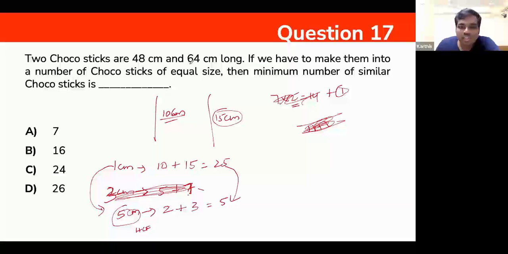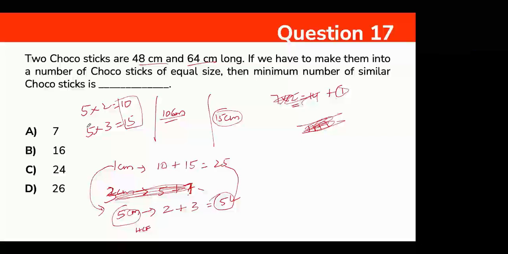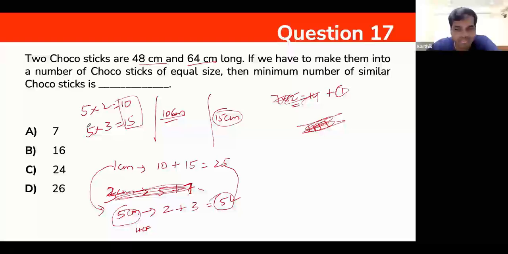So I should divide these two numbers by their HCF to get the smallest possible number. After 5, no other number will divide. 6, 7, 8, 9, 10, nothing. 5 is the only number because 5 into 2 is 10, 5 into 3 is 15. No other number will have these two numbers in their table. School tables you would have studied, no? So that one. Is this clear? Yes, sir.